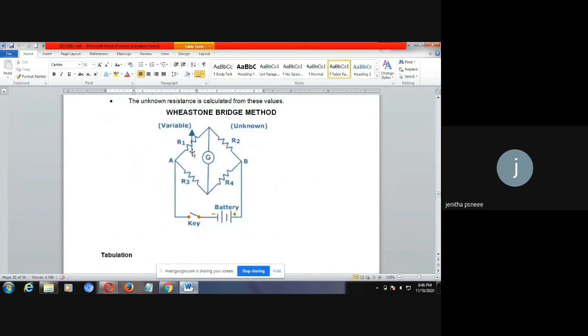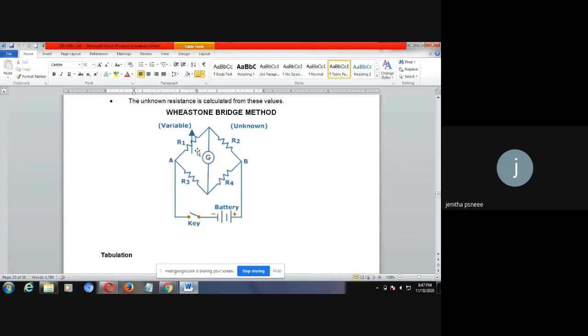In Wheatstone bridge you will be using resistive arms, because you are measuring unknown values. See here, R1, R2, R3, R4. The R2 value I'm taking as the unknown value, and R1, R3, R4 I'm taking as known values. R1 I'm taking as variable; I can vary it. And R3, R4 I'm keeping as ratio arms.